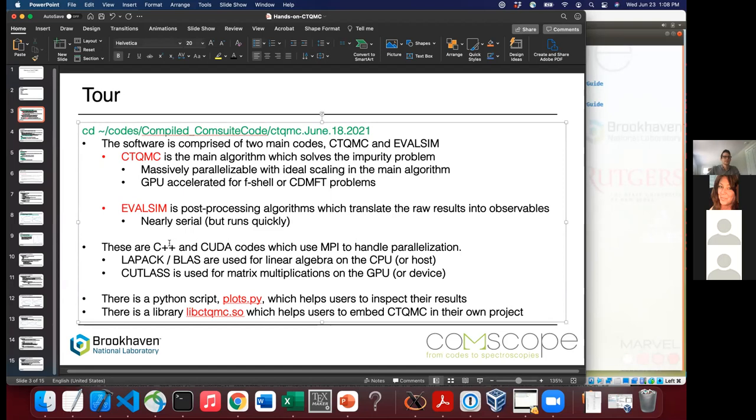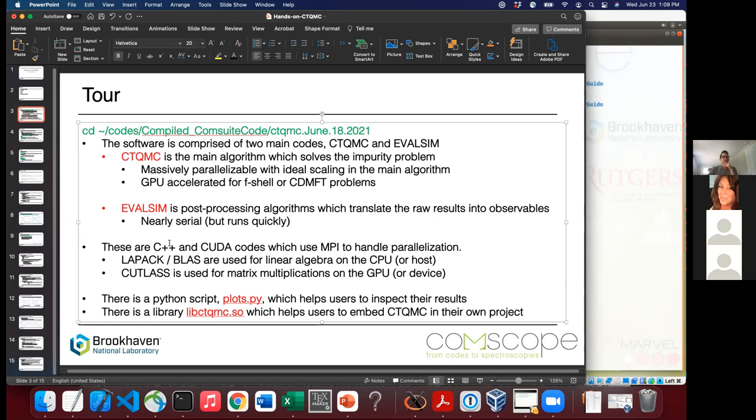These are both C++ codes. CTQMC also has some CUDA to handle the GPU code. They use MPI, and on the CPU, LAPACK and BLAS, or whatever linear algebra equivalent you have on your machine. And it's bundled with Cutlass, which is a library from NVIDIA, which does matrix multiplication kernels for you.